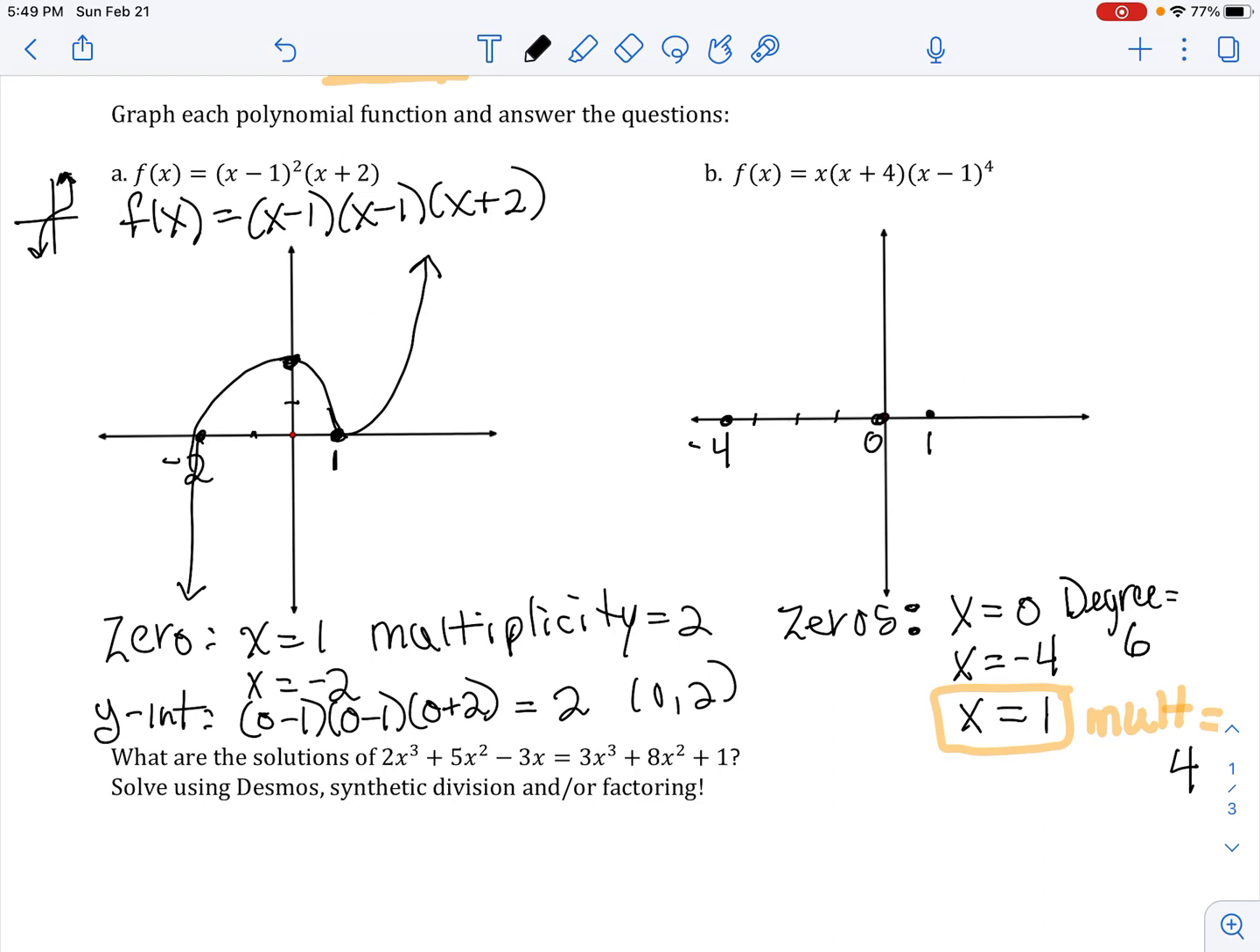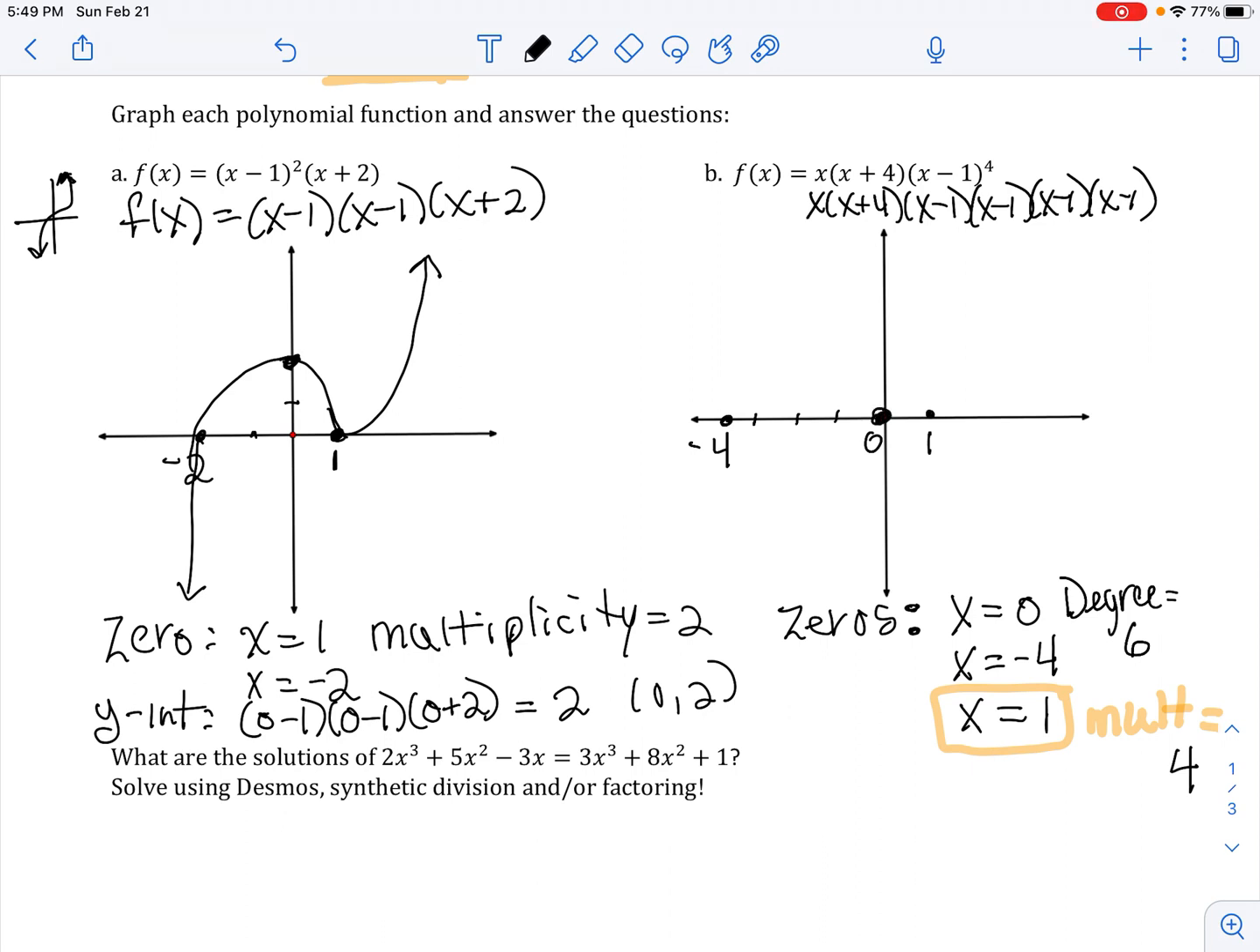All right, so the degree is 6, because if you were to expand this, this would be x times x plus 4 times x minus 1 times x minus 1 times x minus 1 times x minus 1. And that's why that has a multiplicity of 4. And if you were multiplying this all out, the lead term would be x to the 6. There's 1, 2, 3, 4, 5, 6 x's. That's useful for end behavior, okay?